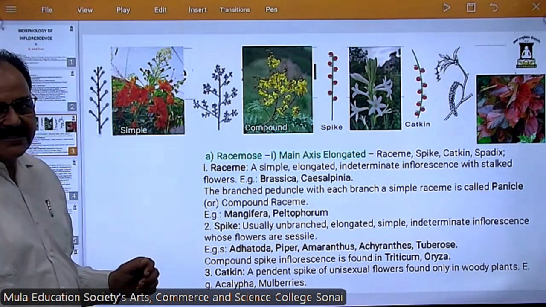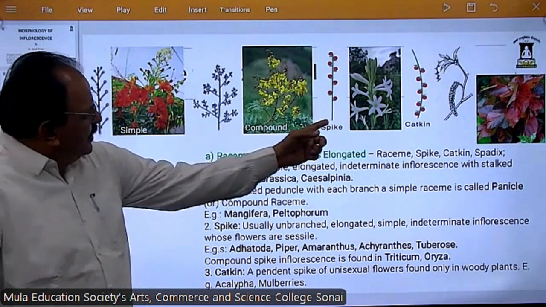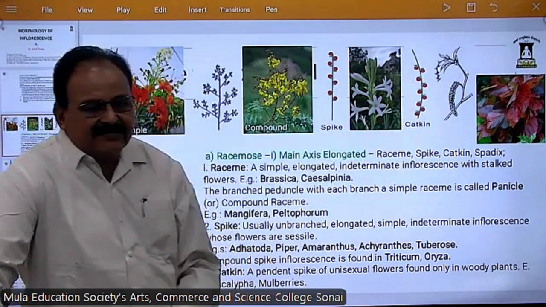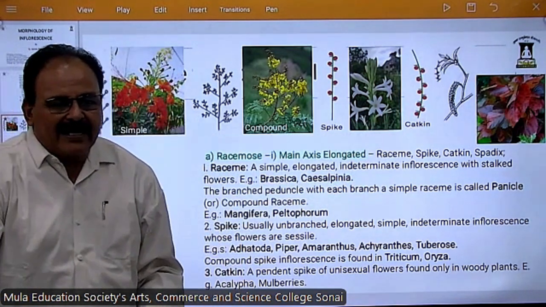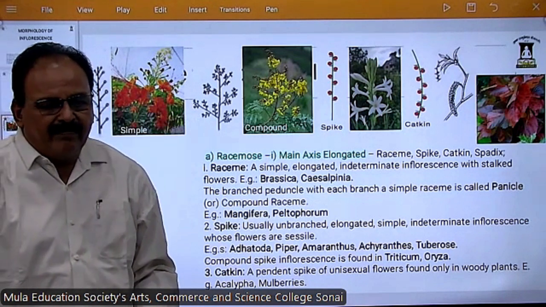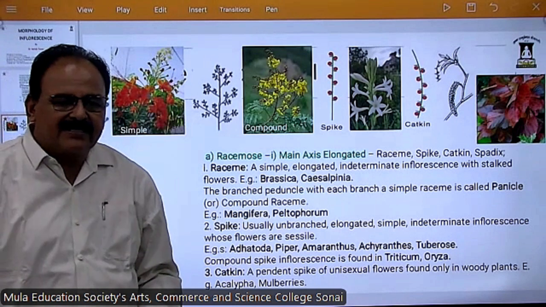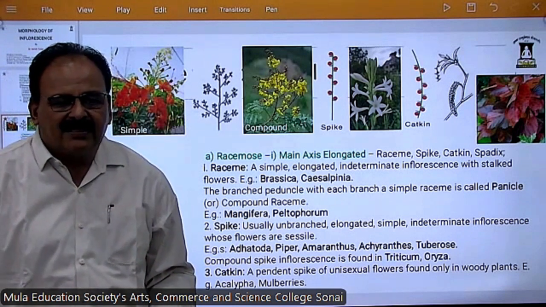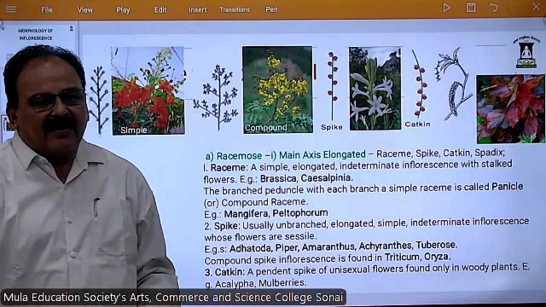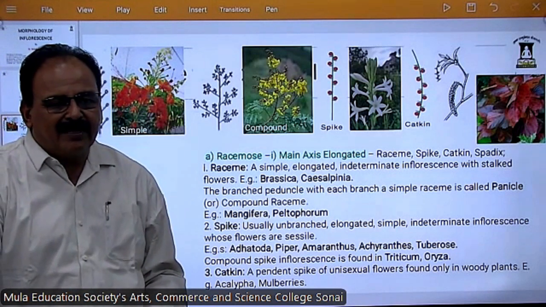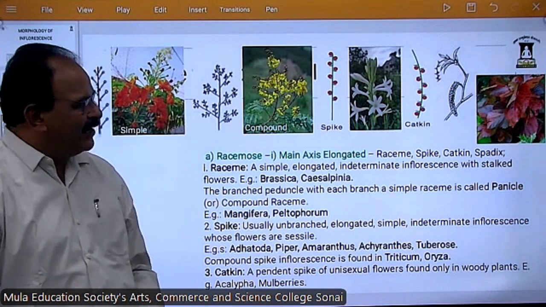Then the third one is catkin. In catkin inflorescence, the peduncle is pendulous. It bears unisexual flowers, and they are found only in woody plants. For example, mulberry or Acalypha.